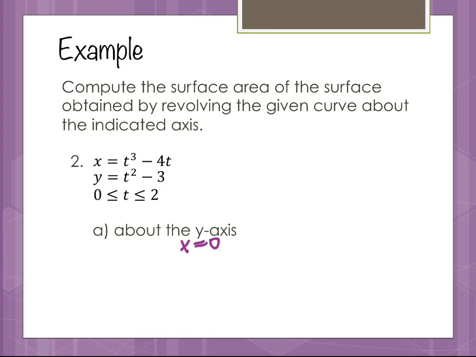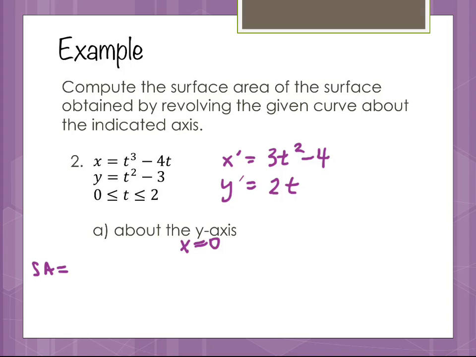What do we need to do in order to do this problem? Derivatives. Are these a little easier to deal with than the last problem? What's the derivative of x? 3t squared minus 4. How about the derivative of y? Excellent. Can't do hard problems all the time, right? All right, so we're going to find the surface area.